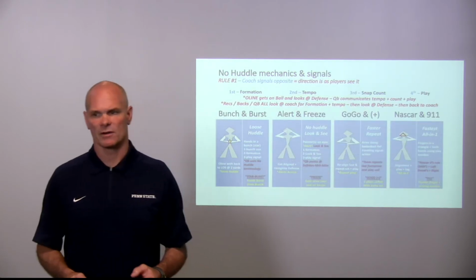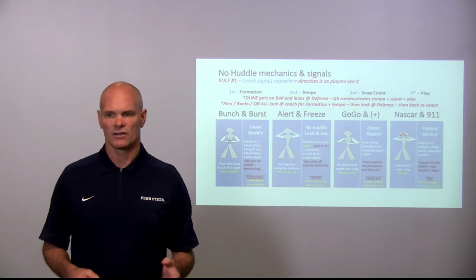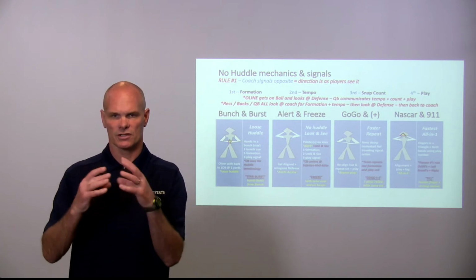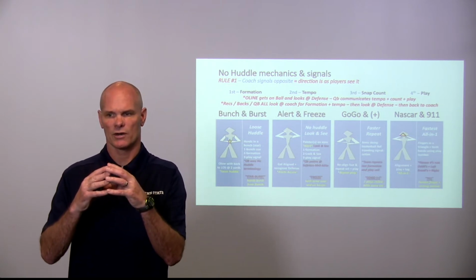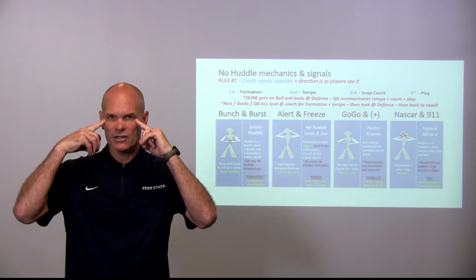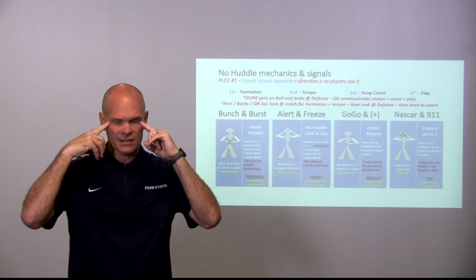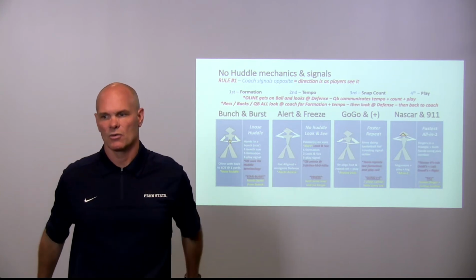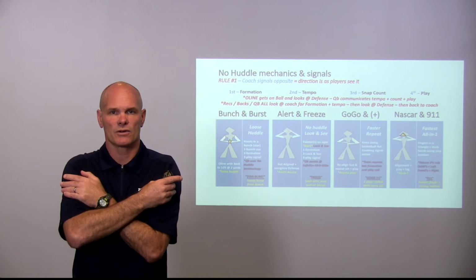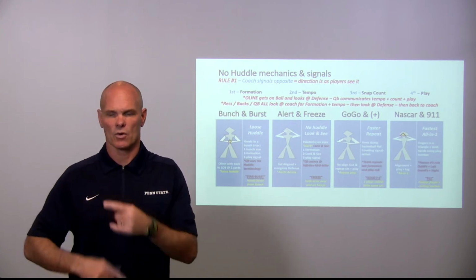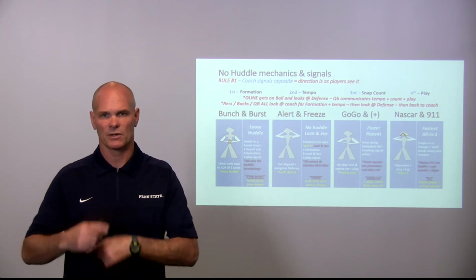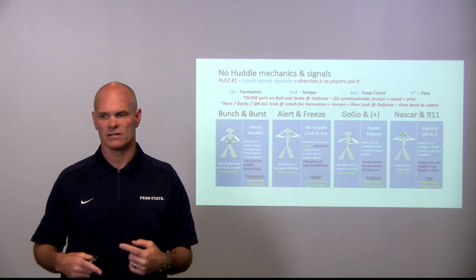Here's some examples of some of the signals again. You can go through a bunch or a burst, which is simply with the hands up as such. We can do an alert, which is telling us ready, we have possible access, be ready, be alert. We can actually do a freeze where we're doing a double cadence. If we want to go and repeat that last play and go super fast, it's just a traveling signal.